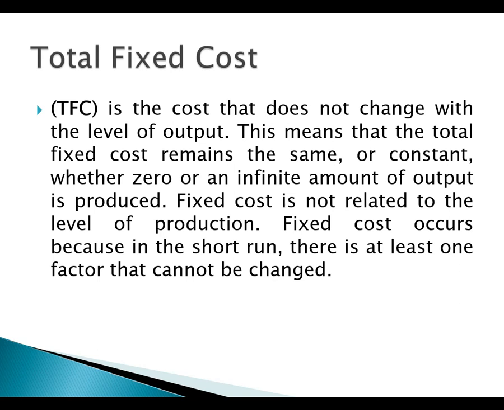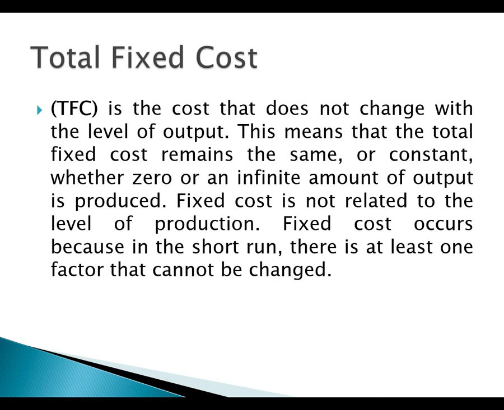All kinds of rents come into this category, because rents are not changed by the level of output. Either you are producing or not producing, you have to pay the rent. Similarly, if you are taking money from the banks, you have to pay the interest on that. Obviously that interest is not related to the output level. Whether you are producing commodities or not, you have to pay the interest on some fixed amount. So these kinds of costs are accounted in the fixed cost.